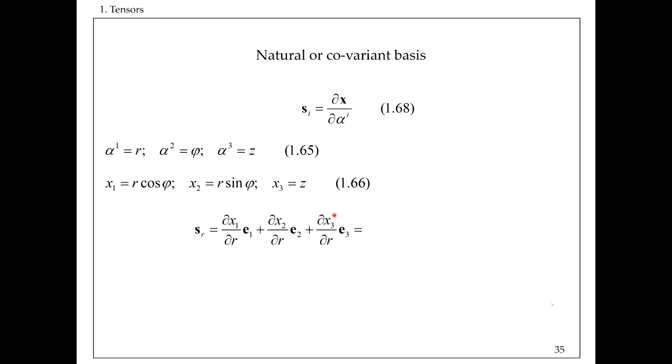Obviously x3 doesn't depend on r, it only depends on z. And x2 does depend on r in a very simple linear manner. When we take the derivative of x2 with respect to r, the only thing that survives will be sine phi. When we take the derivative of x1 with respect to r, the only thing that survives is cosine phi. So we expect the result to be cosine phi e1 plus sine phi e2. The third component doesn't survive, so this is our S_r.